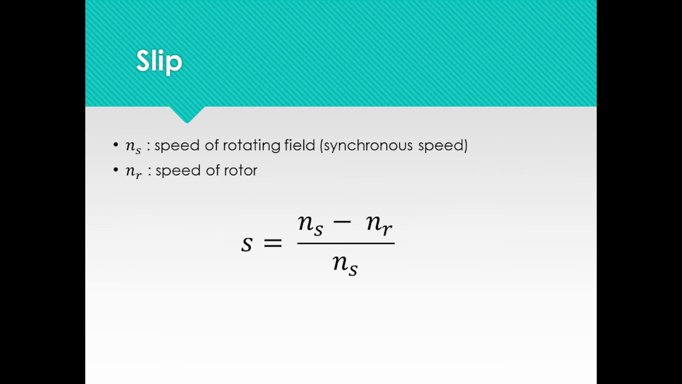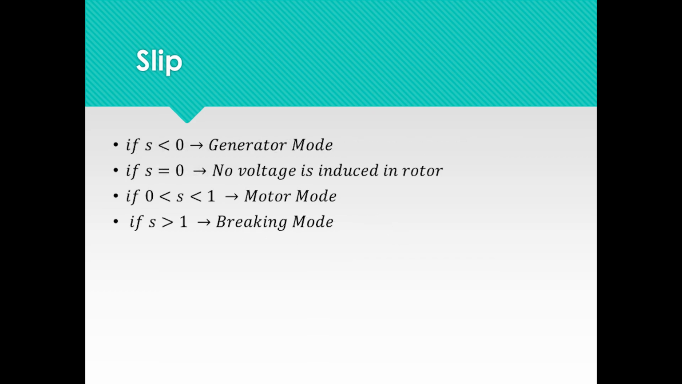For induction machines, there is something that is called slip. Slip is defined as shown. Ns is the speed of stator rotating field and Nr is the mechanical speed of rotor. If slip or S is lower than 0, then machine works in generator mode. If S is equal to 0, then no voltage is induced in rotor, because in this case the speed of rotor and rotating field of stator are equal.